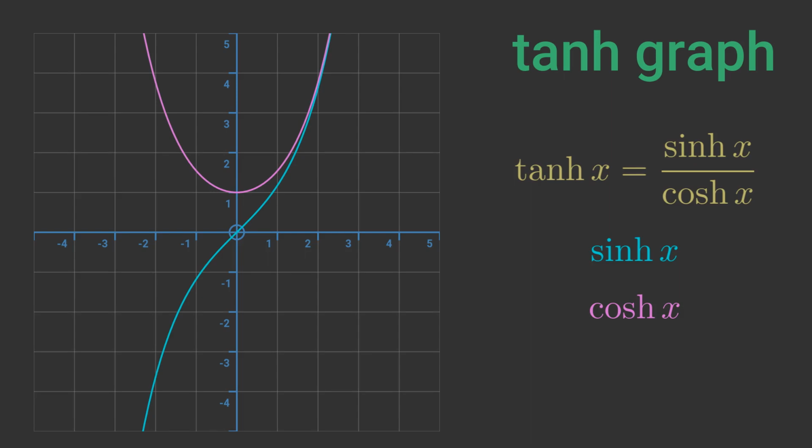Since shine of 0 is 0, and cosh of 0 is 1, tanh of 0 is equal to 0. For positive values of x, shine and cosh are both positive, so tanh is positive. For large values of x, the shine function gets closer and closer to the cosh function, so the value of tanh approaches 1. For negative values of x, shine is negative and cosh is positive, so tanh is negative. For large negative values of x, the magnitude of the shine function gets closer and closer to the magnitude of the cosh function, so the value of tanh approaches -1.